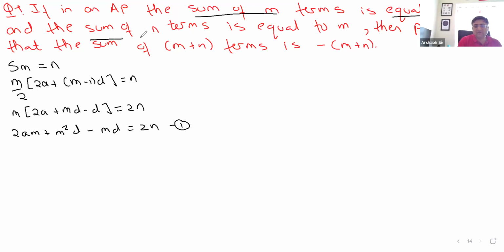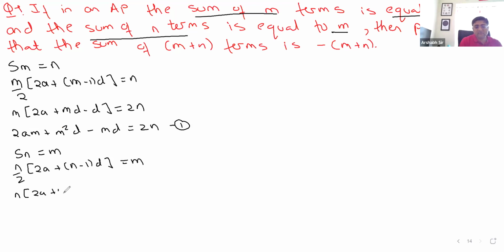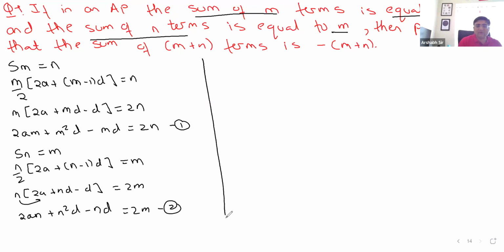Next you're given sum of n terms is equal to m. So sum of n terms is equal to m, meaning n by 2 into 2a plus n minus 1 times d is equal to m. Take the 2 over there, so n times 2a plus nd minus d is equal to 2m. Open the bracket. So 2an plus n square d minus nd is equal to 2m. Is this clear? Now we have two equations here, subtract them.